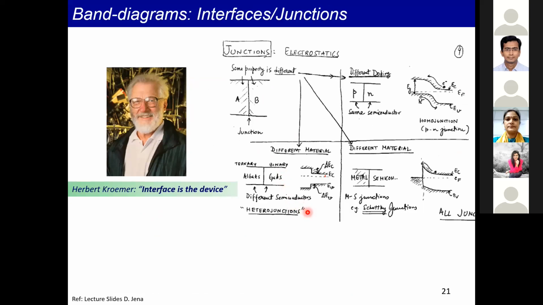Now, where do interesting device behaviors come? Okay, so this is another saying by Professor Herb Kroemer, interface is the device. Whenever you make an interface between the same material or two different materials which have different properties, some interesting device behavior comes there. Okay. What can be the difference? It can be just different doping. For example, one side P, other side N. And because of that, you can actually create barriers in the material, which can lead to rectifying IV characteristic.